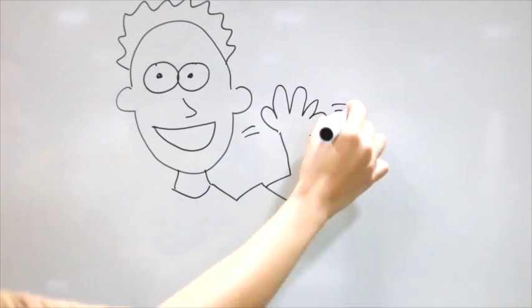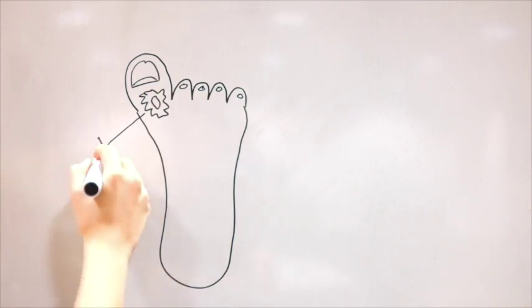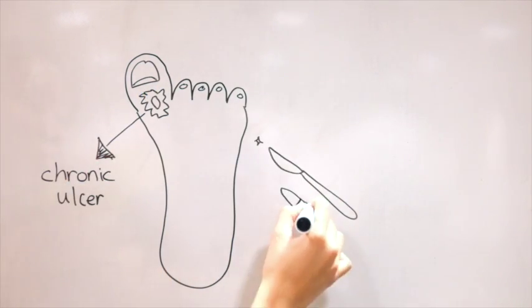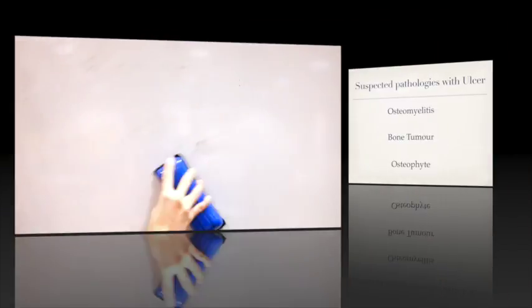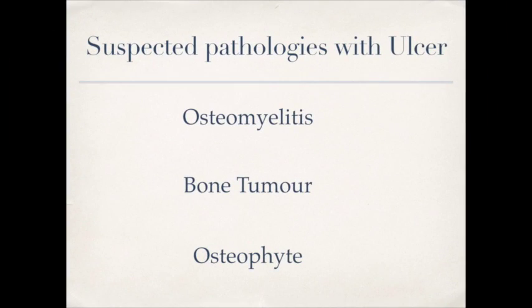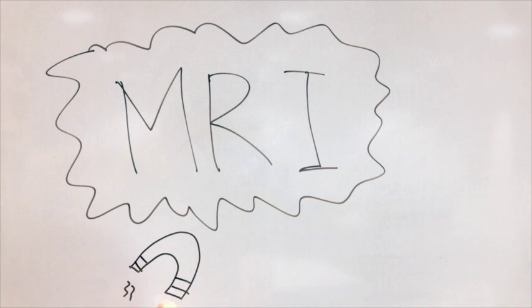This is Tony. He presented to a podiatrist with an ulcer on the interphalangeal joint of his hallux that was resistant to debridement and dressing. The potential underlying pathologies that were considered to have played a role in causing the ulcer include an osteophyte, osteomyelitis, and a bone tumor.